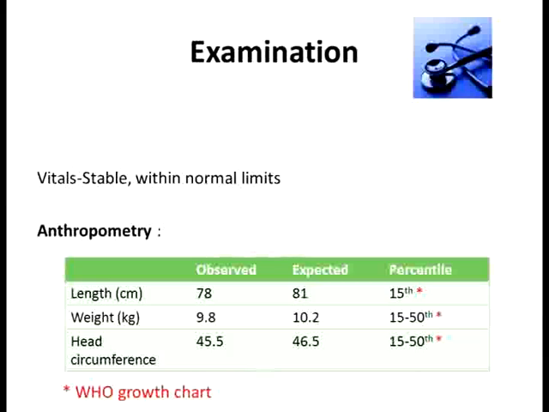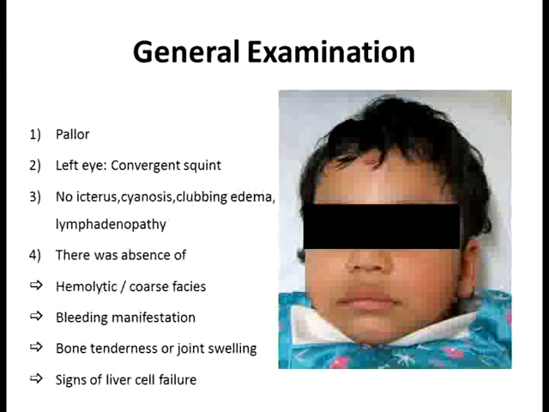On examination, the child was afebrile, heart rate and respiratory rate were normal. Anthropometry-wise, the child's weight and head circumference were between the 15th and 58th percentile according to WHO. So the child was well grown basically. On general examination, pallor was present. A left eye convergent squint was present. However, there was most probably no oculomotor apraxia. No icterus, cyanosis, clubbing or lymphadenopathy was present. There were no features of hemolysis or coarse facies, bleeding manifestations, bone tenderness or joint swelling, and no signs of liver cell failure.